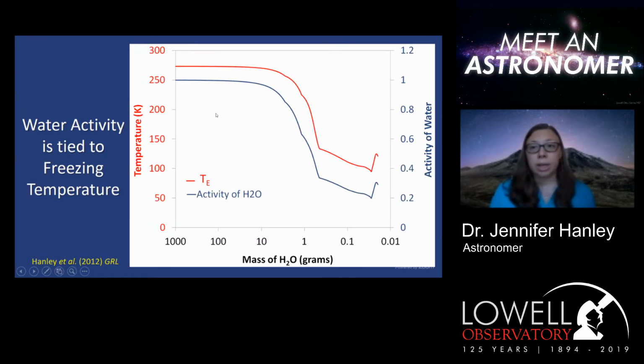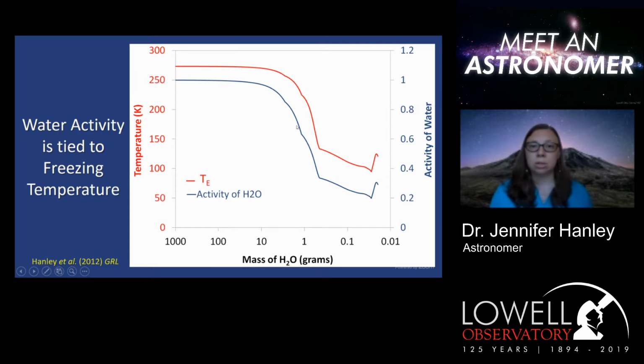And what's really great is that the activity of water can be directly tied to the freezing temperature. So again, we have the same plot here. We have mass of water on the x-axis, the activity of water on the right, and this is in blue now. But on the left now we have the freezing point, the temperature at which this solution will freeze. And so here you can see that at 1 kilogram, activity of water of 1, we have a freezing point of 273, which is what pure water is.